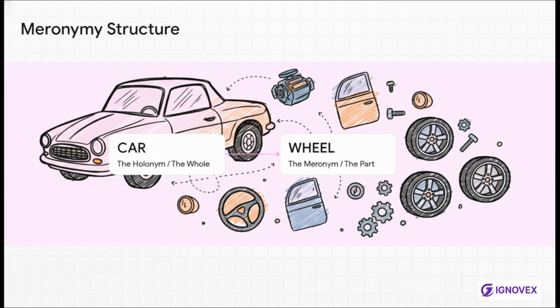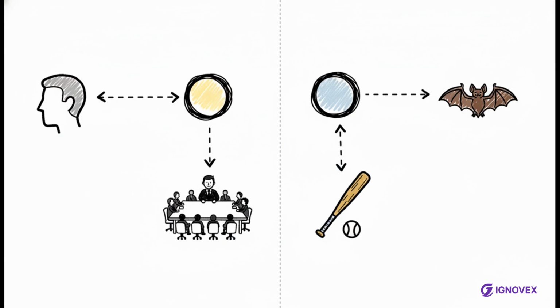Okay, now for a classic problem that trips up humans and AI all the time: ambiguity. You've got two main kinds. There's polysemy, where one word has multiple but related meanings. Think of the word head: the head on your shoulders, the head of a company. They're both about being at the top. Then you have homonymy, where one word has totally unrelated meanings, like a baseball bat and the animal, a bat. Getting a computer to tell the difference is a massive, massive challenge.